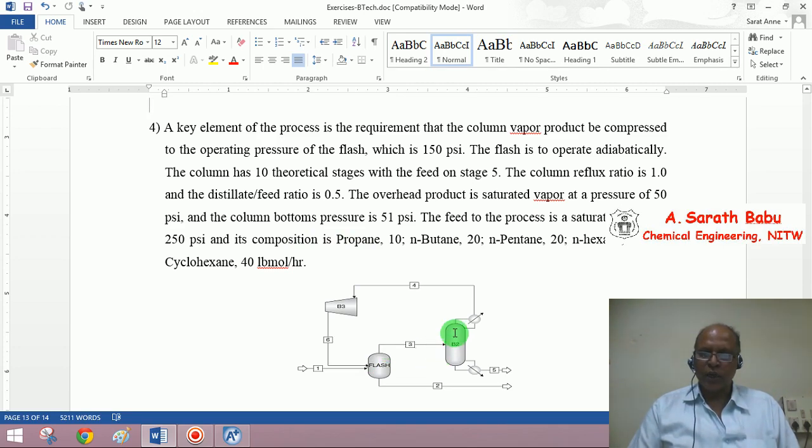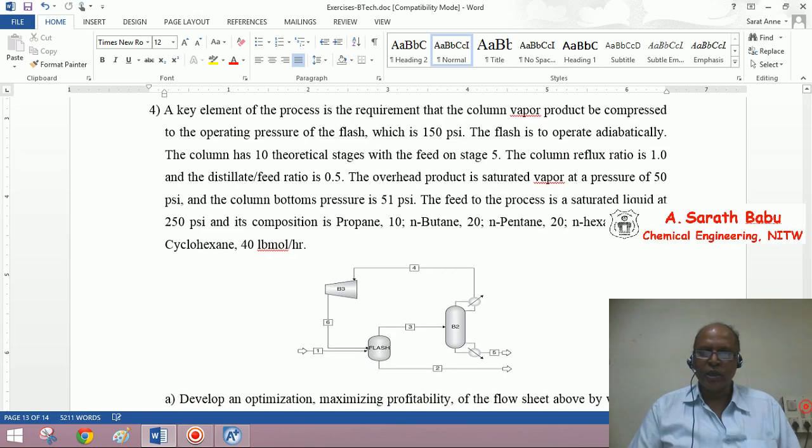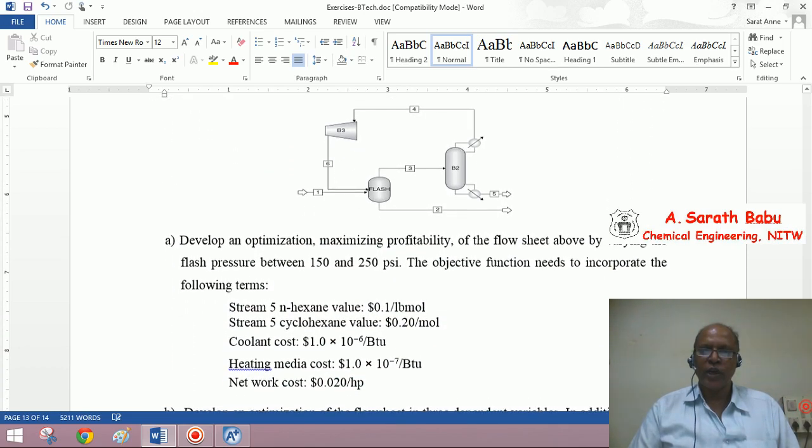The overhead product is going to a distillation column, and the bottom once again is taken as a product. The top is compressed back to the flash column pressure. The flash is to operate adiabatically at 150 psi. Now you are required to set up an optimization problem involving some of these variables.